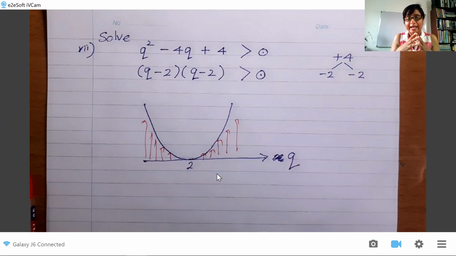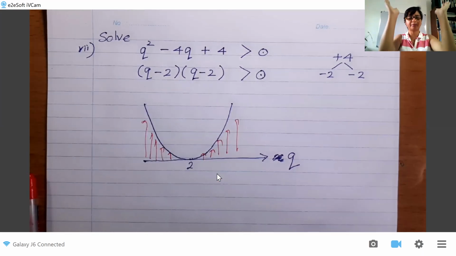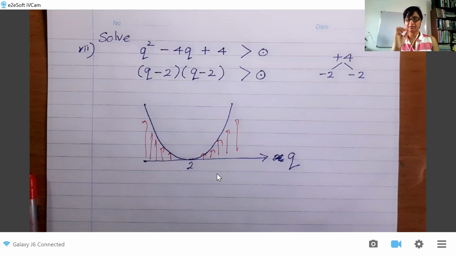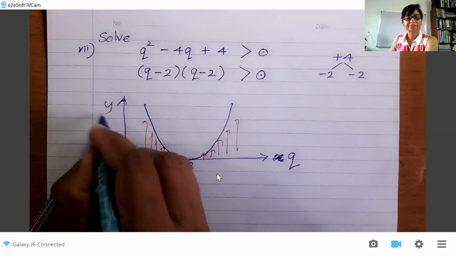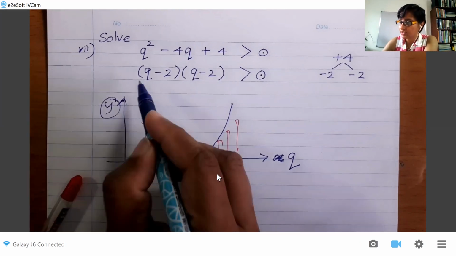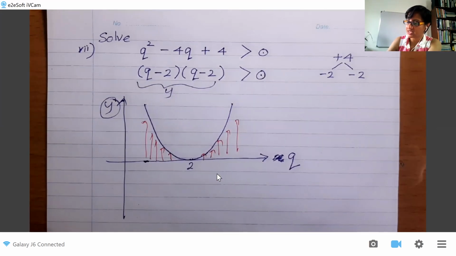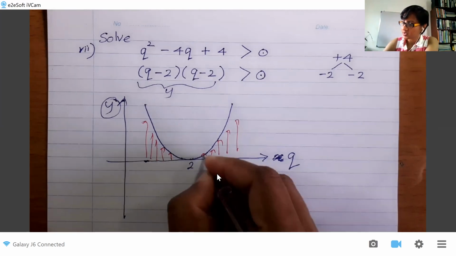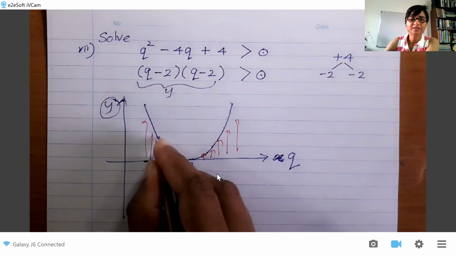For any value that q can take other than 2, you put any value other than 2 into this, you always will get a positive answer. That's what this parabola is showing me. My value of the expression is greater. Now somewhere you have your y-axis. What does this y represent? The value of this. This is what y is. And it's positive throughout here, and it's positive throughout all those places.